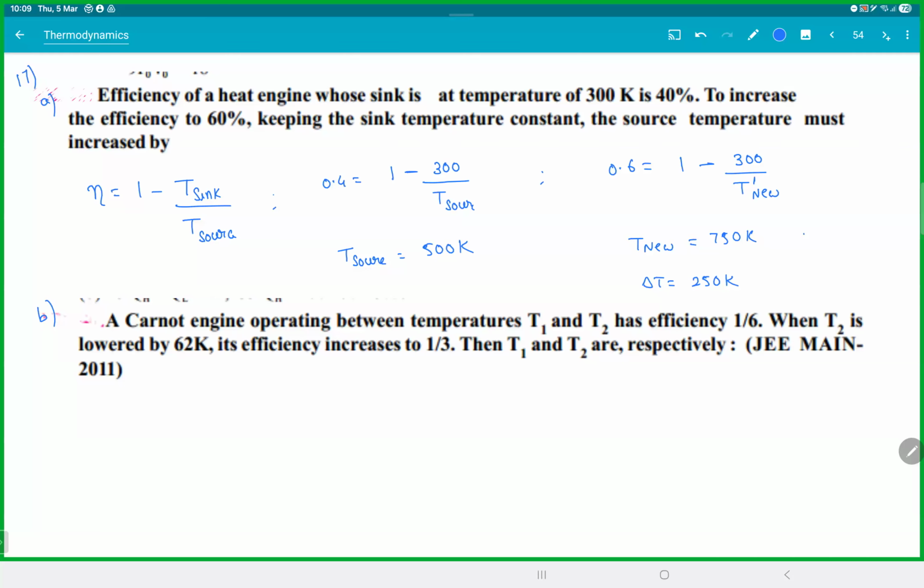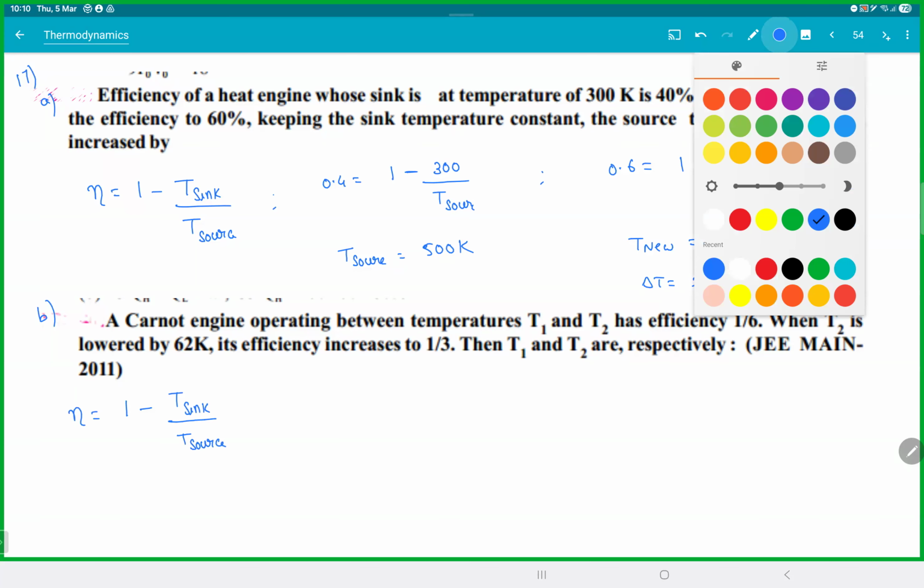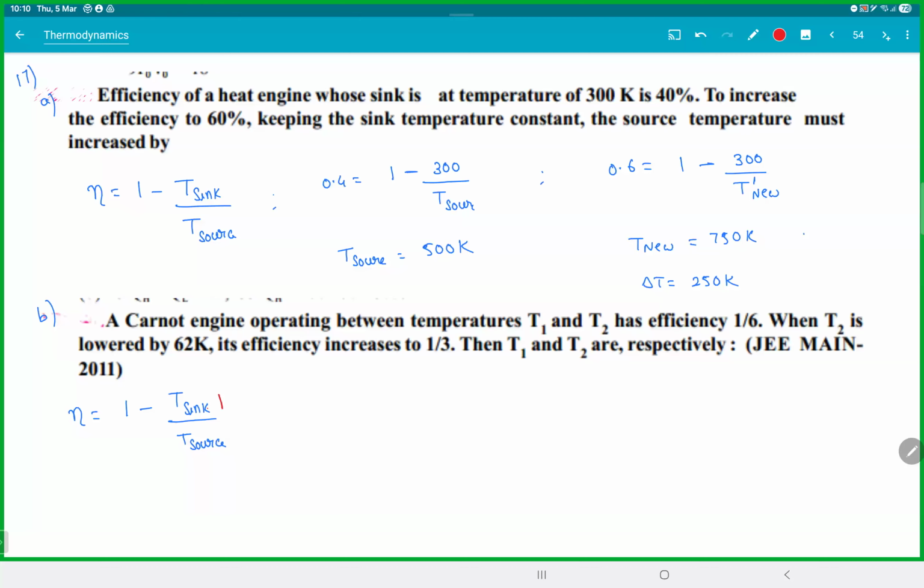So how do you know which one is the sink? A Carnot engine operating between temperatures T1 and T2 has efficiency 1/6. When T2 is lowered by 62, efficiency increases. So ask yourself, 1 minus T sink by T source. When T2 is lowered, suppose T2 was the sink, and if you decrease the temperature of the sink, what do you think will happen? If the temperature of the sink decreases, then this whole term will decrease, then the efficiency will increase. Perfect. But if the source temperature decreases, then this will increase, then efficiency will also decrease. Making sense? So that is how I know T2 is the sink and not the source.